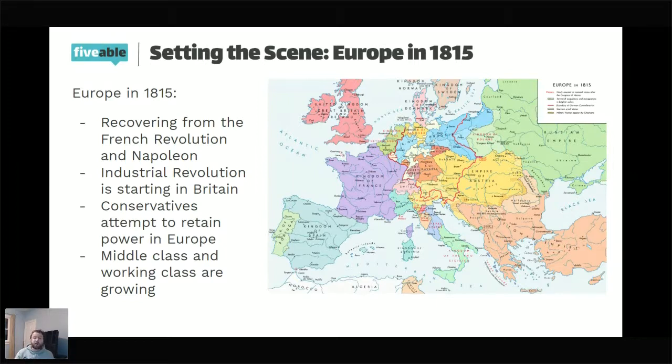But on the other side of things, the economic side of things, we start to see industrialization. Now, industrialization is not really going to spread to continental Europe until the late 1800s, past 1815. And so the Industrial Revolution is really going to be localized to Britain.